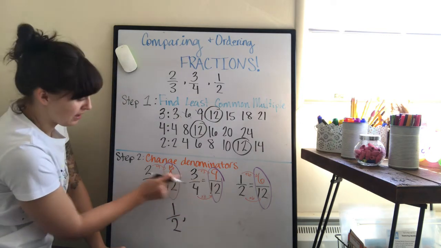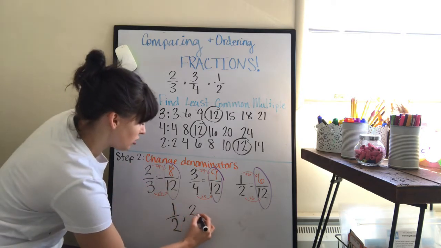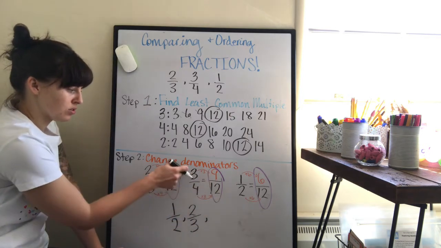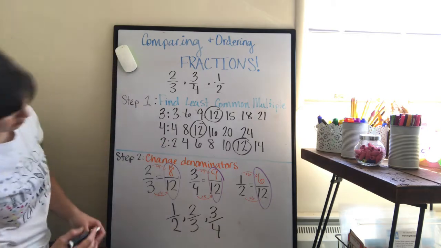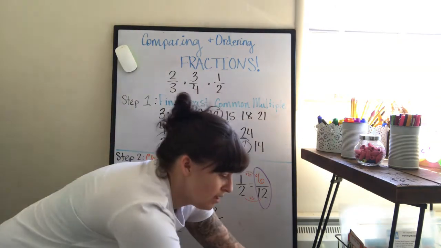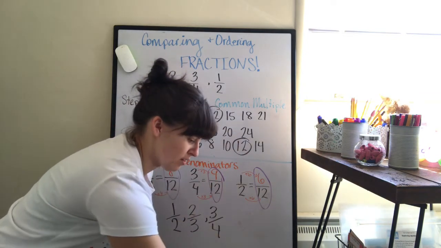What's next? 8 or 9? 8. So the next smallest one, or the next largest one, is 2/3. So that leaves 9/12 or 3/4. My crooked writing. And that's how we find the common denominator, so we can find common fractions.